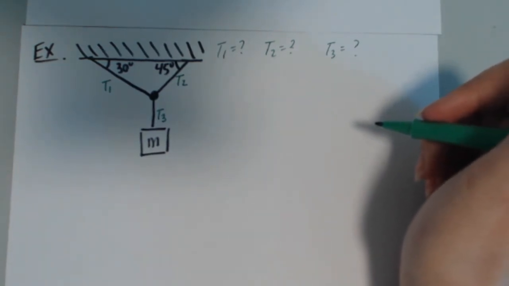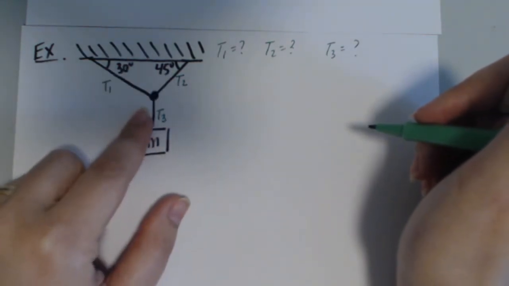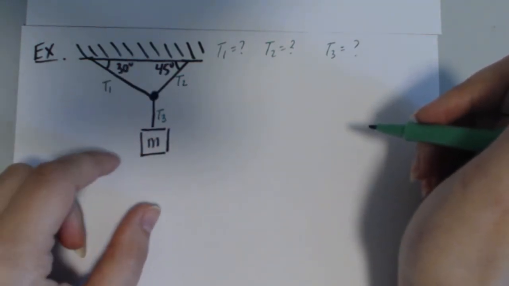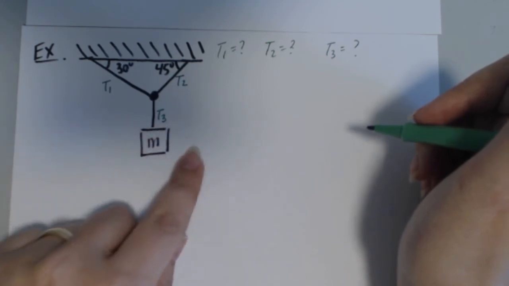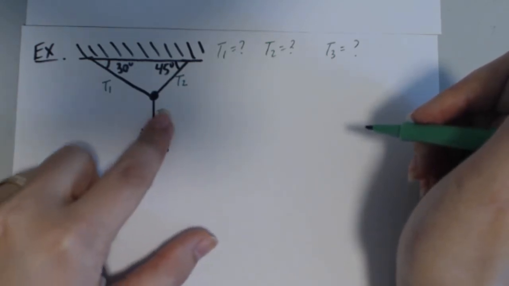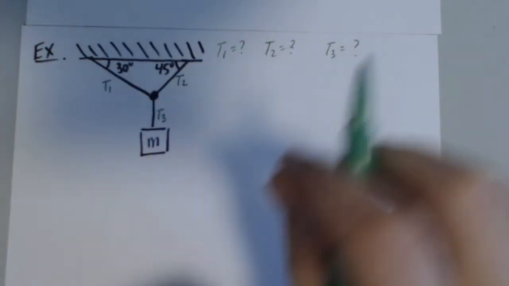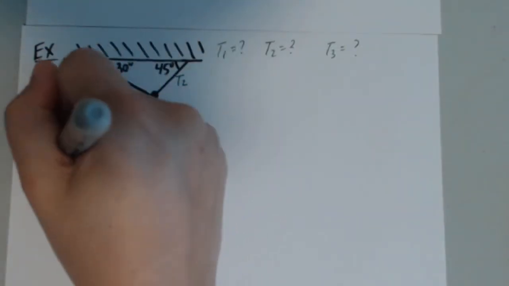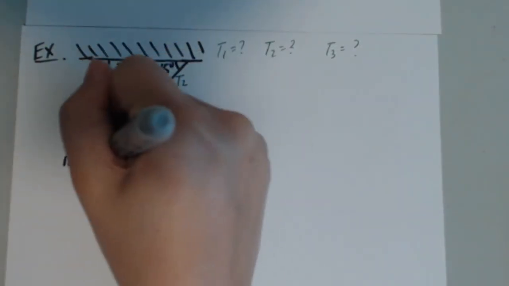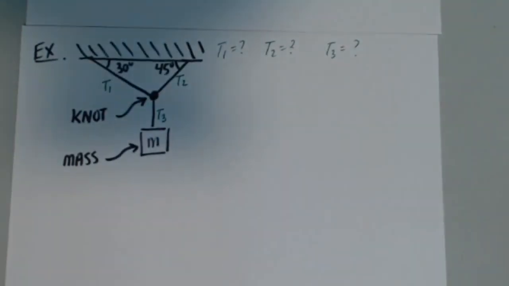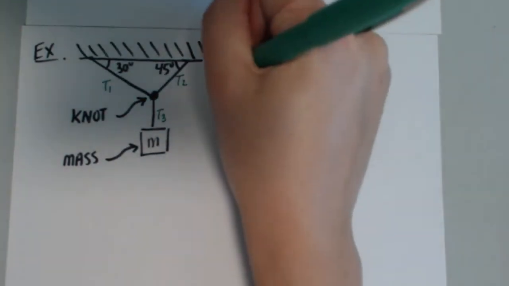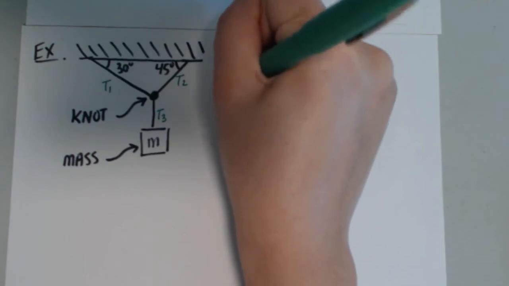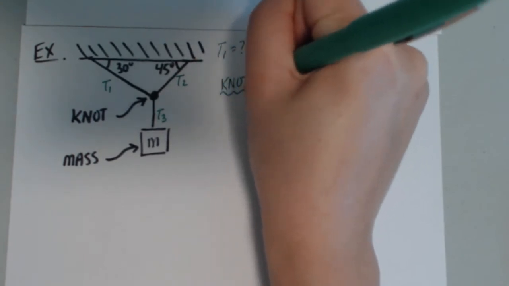Okay, so we're looking for the tension. What I'm going to try to do here, there's a lot of stuff going on in this problem. I want to draw 2 sets of free body diagrams. I'm going to draw one free body diagram just for the mass, and I'm going to draw one free body diagram just for the knot. Okay, so actually, let me label that here. Knot and mass. So I'm going to draw 2 free body diagrams, like I said. Okay, let's draw a free body diagram for the knot first. So knot FBD.